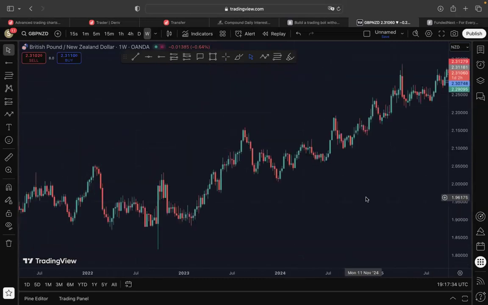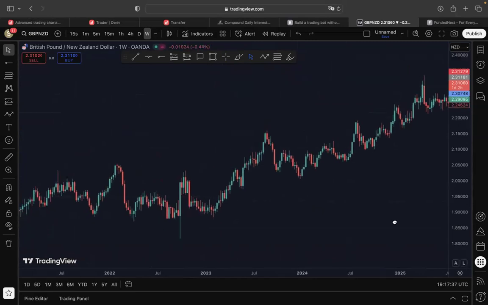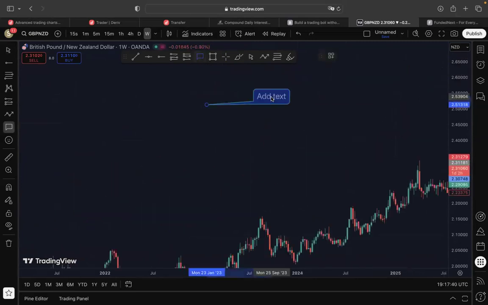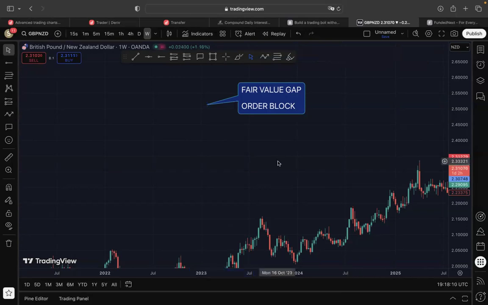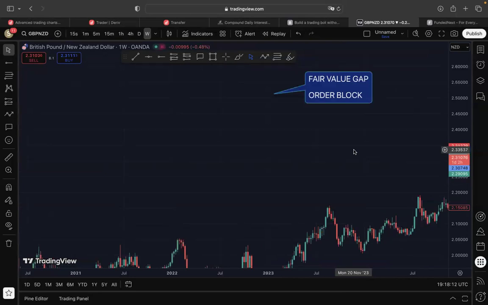So fair value gap and order block. Let me write this down. Fair value gap, and then order block. All right. Now, one thing you should know about the forex market is the forex market needs to be efficient. There's something called efficiency and inefficiency in the market. All right.